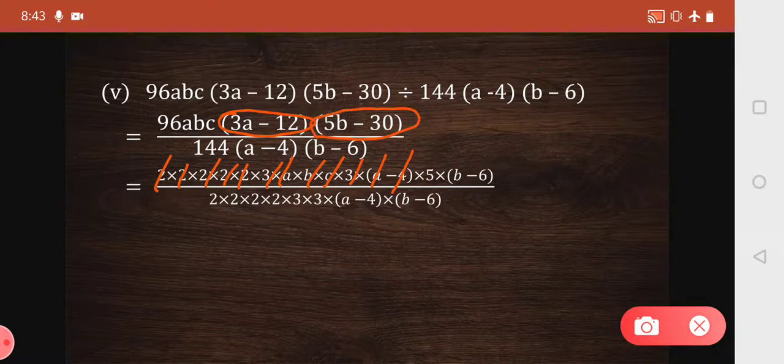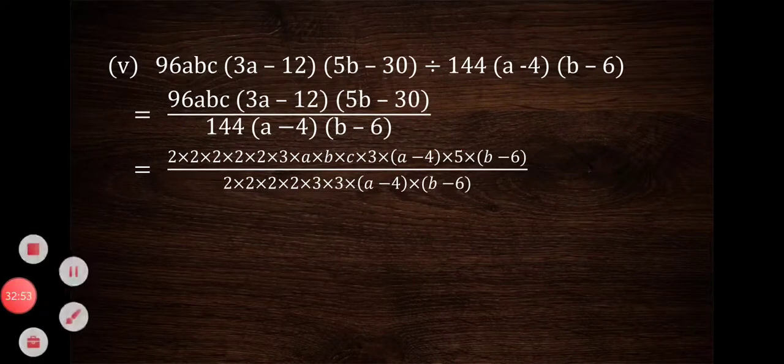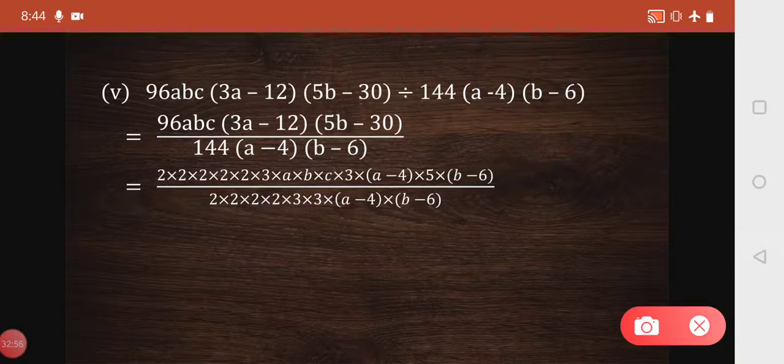And from this second bracket, you can see we take out 5 common, so we write multiply by 5 multiply by, in the bracket we will be left with b after taking out 5 common from the first term, and from the second term if we take out 5 common, we will be left with 6. So we get, now let's factorize the denominator also in a similar way. Factors of 144, that is 2 into 2 into 2 into 2 into 3 into 3, that is 144, and this a minus 4 as it is and b minus 6 as it is.